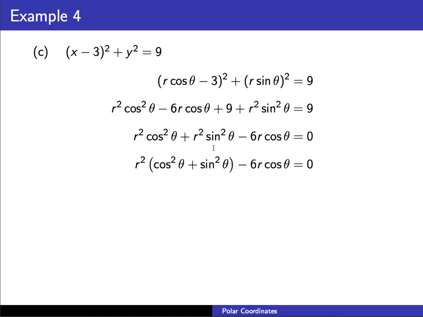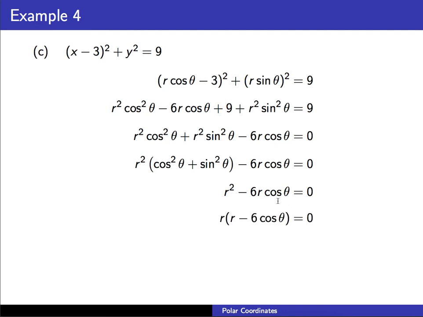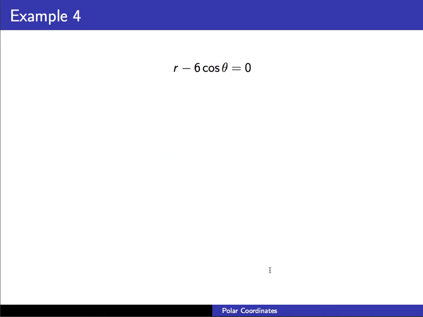In our first two expressions, we can factor out an r squared, giving us r squared times cosine squared plus sine squared. And cosine squared plus sine squared, as you'll recall, is always equal to 1. So we get r squared times 1 is r squared, minus 6r cosine theta equals 0. So each one of these has an r that we can factor out. So we have r times r minus 6 cosine theta equals 0. So if we set each one equal to 0, we can ignore the r equals 0. And then we have r minus 6 cosine theta equals 0.